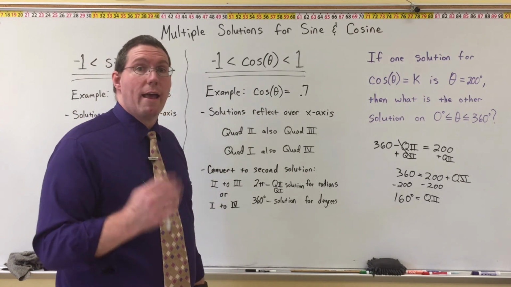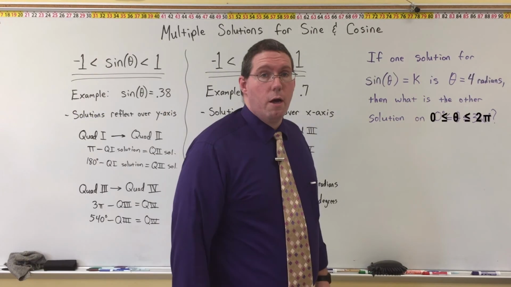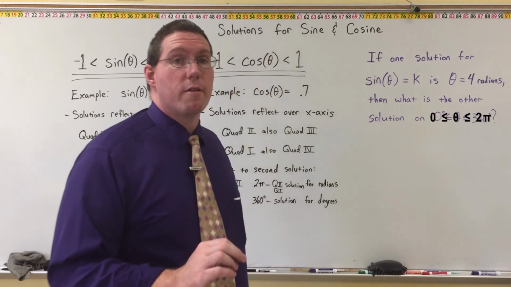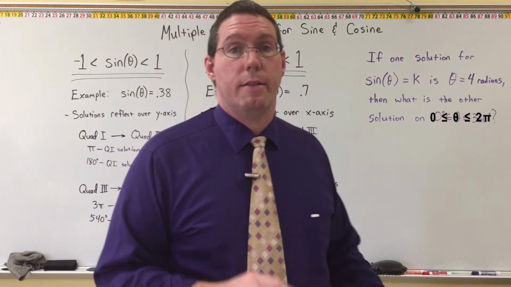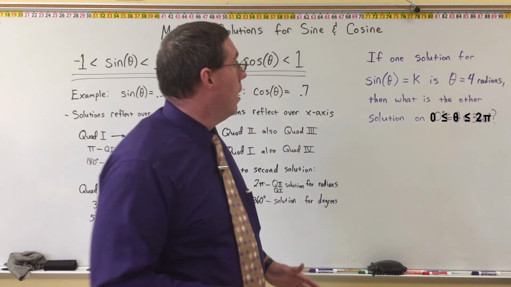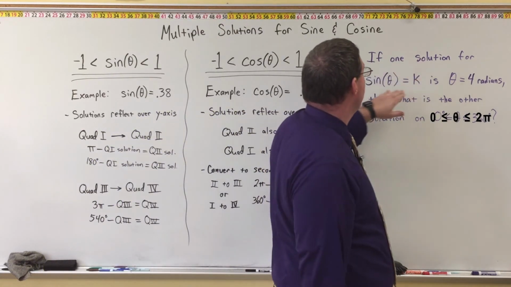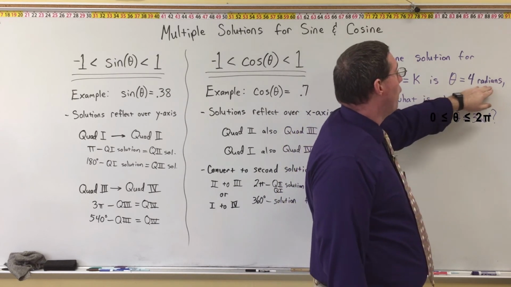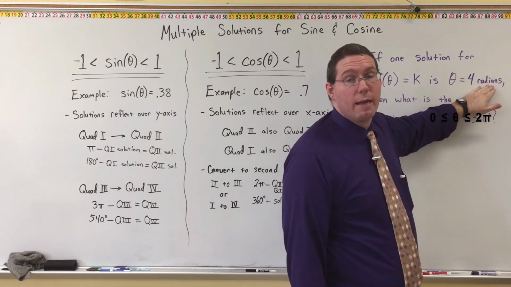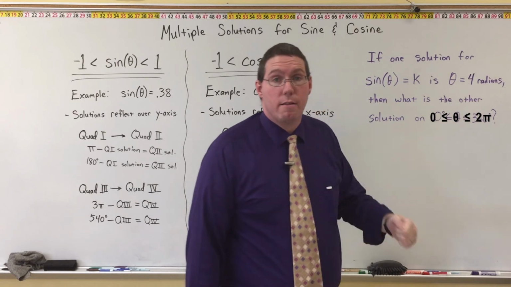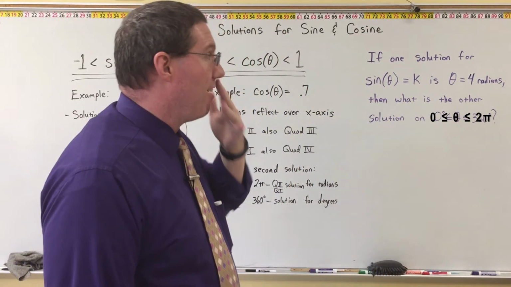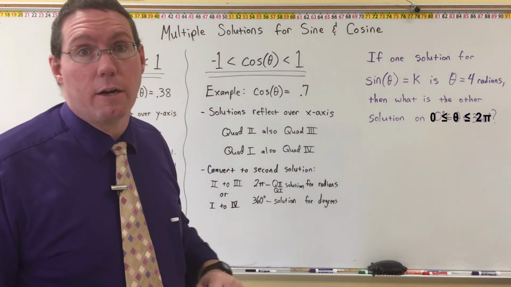All right, let's try a sine function. All right. This one's going to throw you off a little bit because I'm going to start introducing something that we haven't done yet in this class. Okay? It says if one solution for sine of theta is equal to k is theta is equal to 4 radians. Okay, now what does 4 radians mean? Okay, so it's not in pi. We're now representing radians in a value that does not include pi.